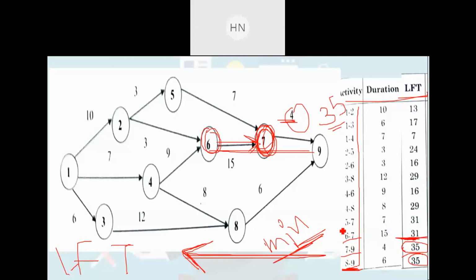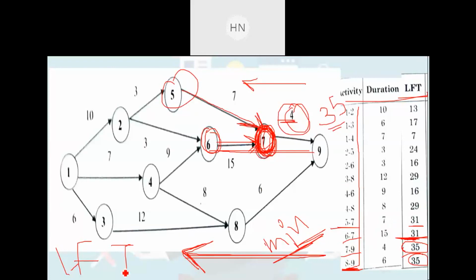Likewise for activity 5 to 7, where is 5 to 7? So it is shown here, 5 to 7. This is also converging on the 7th node. ये भी 7th node पे मर्ज हो रहा है. तो उसके लिए भी हमें 7th तक पहुंचने के लिए from right side to left side, to reach up to the 7th node we need to deduct this 4 from the 35, that is again 31, right.